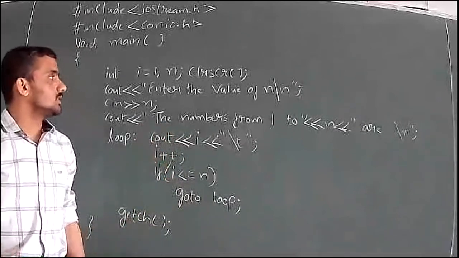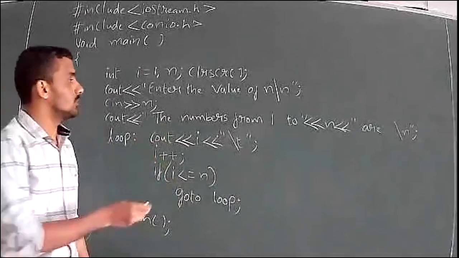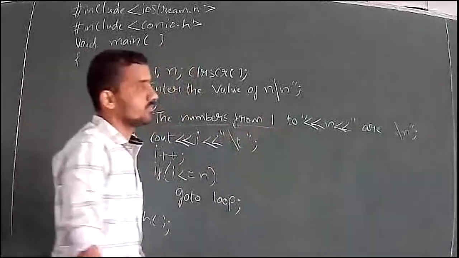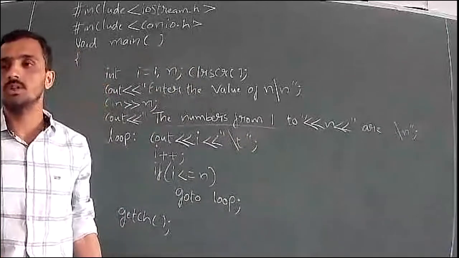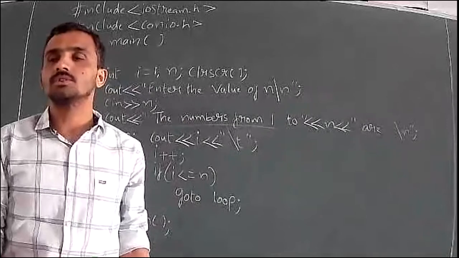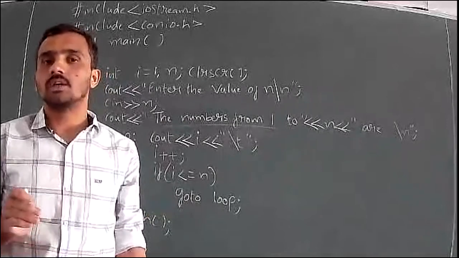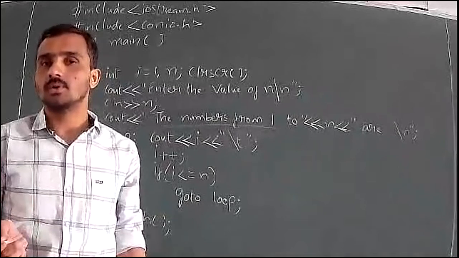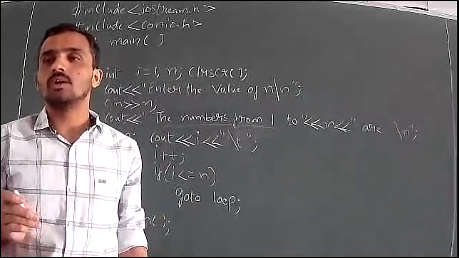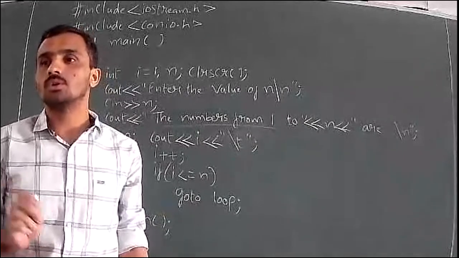Let's try a condition. By using goto we can print numbers from 1 to n. By using a while loop, a do while loop, or a for loop, by using looping statements, we can achieve this application, printing numbers from 1 to n. n can be 10, or 50, or 100,000. If you give n as 100, we will print from 1 to 100. If you give n as 1000, we will print from 1 to 1000.